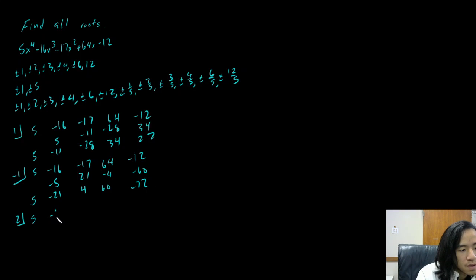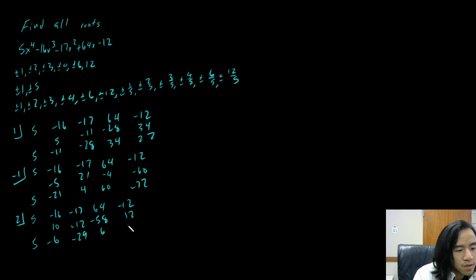So 5, negative 16, negative 17, 64, and negative 12. Bring down the 5, 2 times this is 10, and you get negative 6. So you multiply, you get negative 12, and this will end up being negative 29. So here I get, let's see, 58 minus 58, and you get 6, and this is going to be 12, and this is 0. So 2 does work.